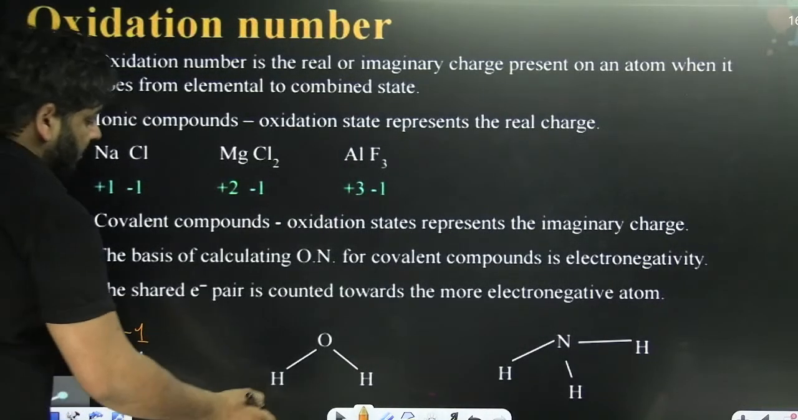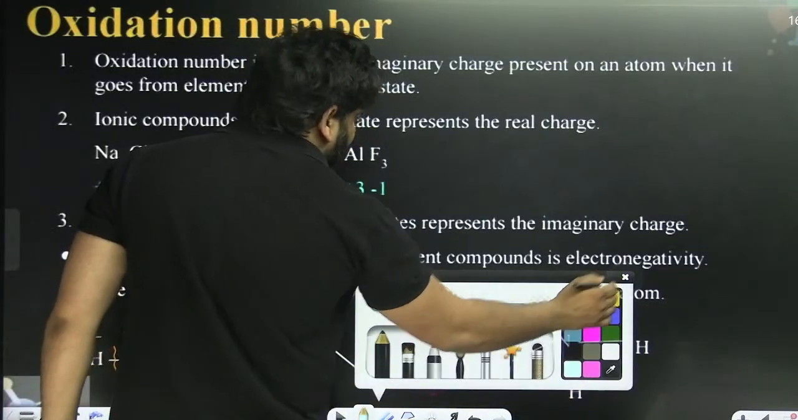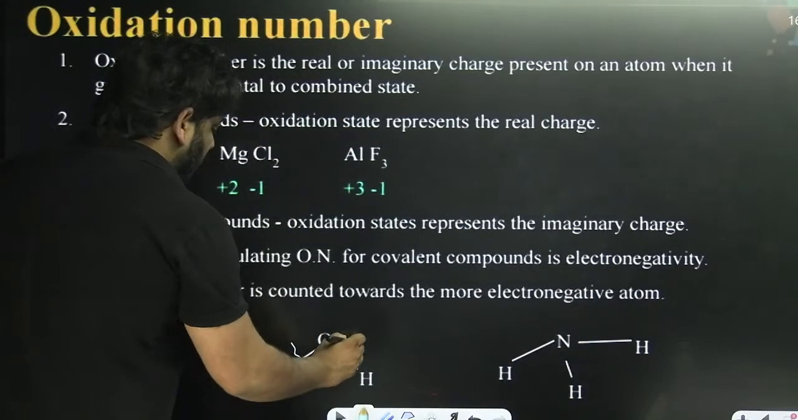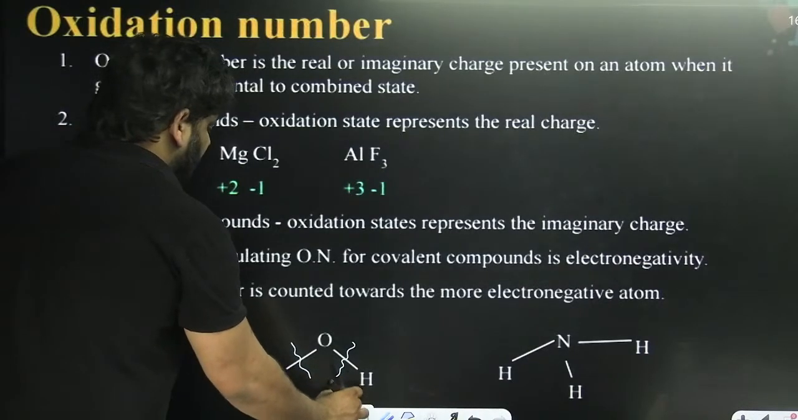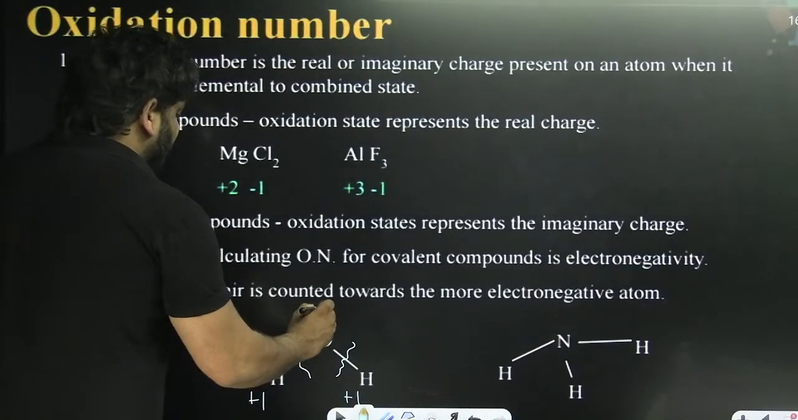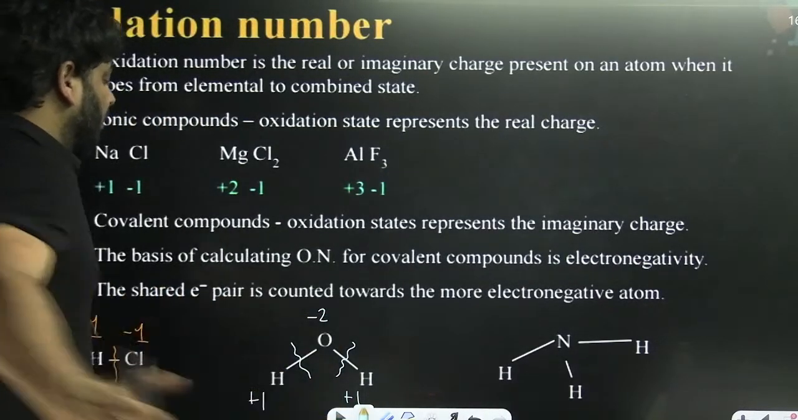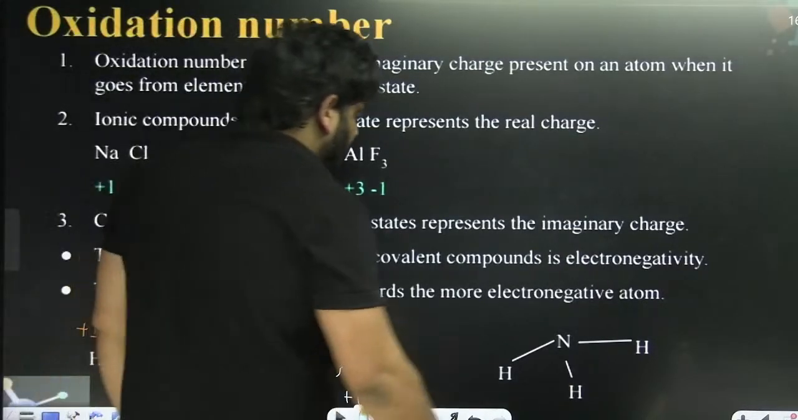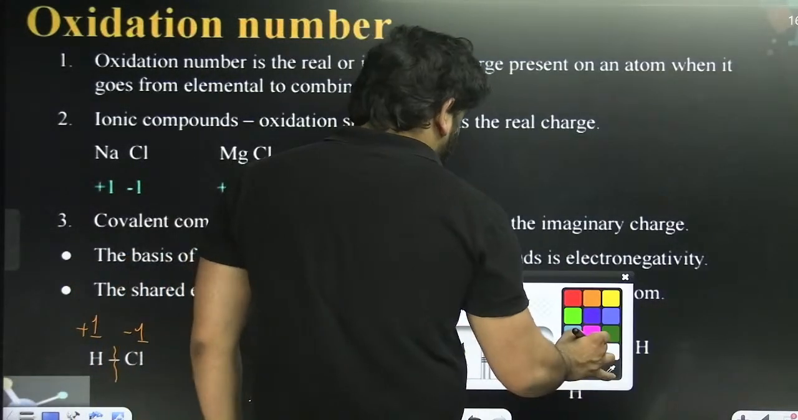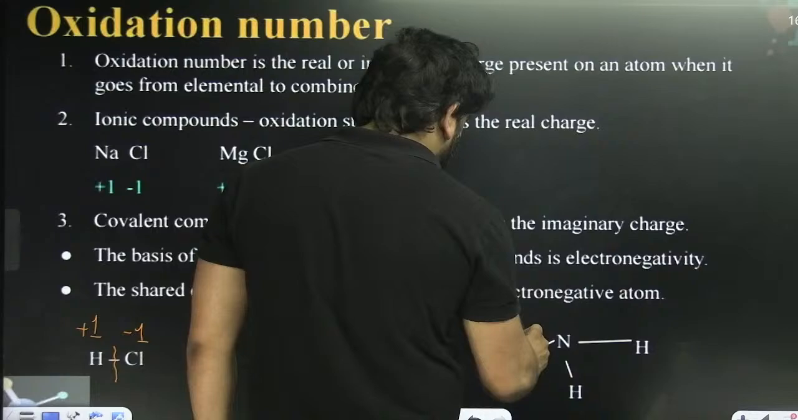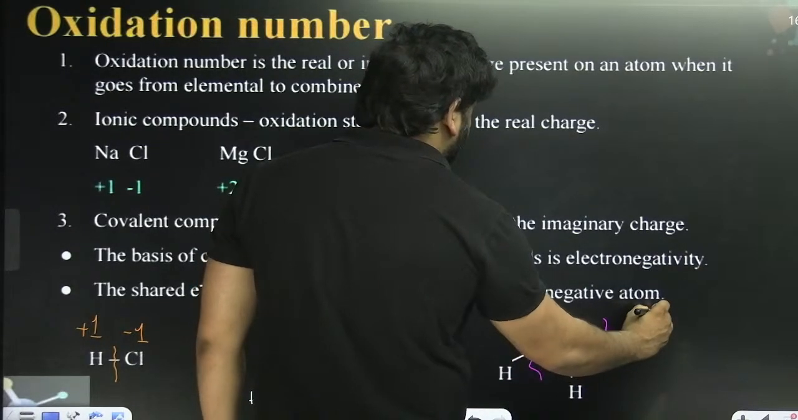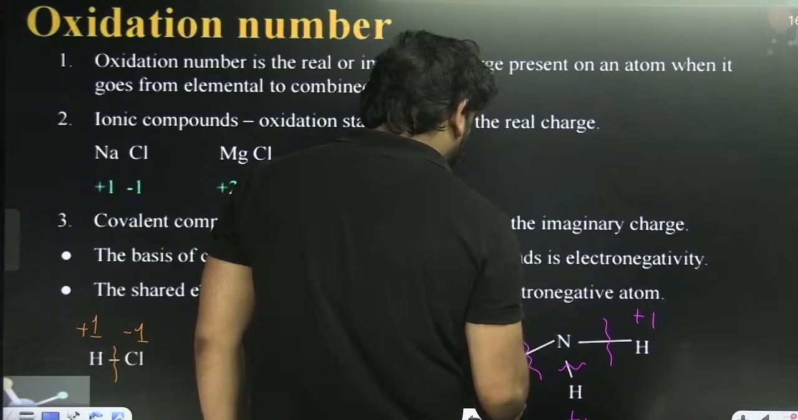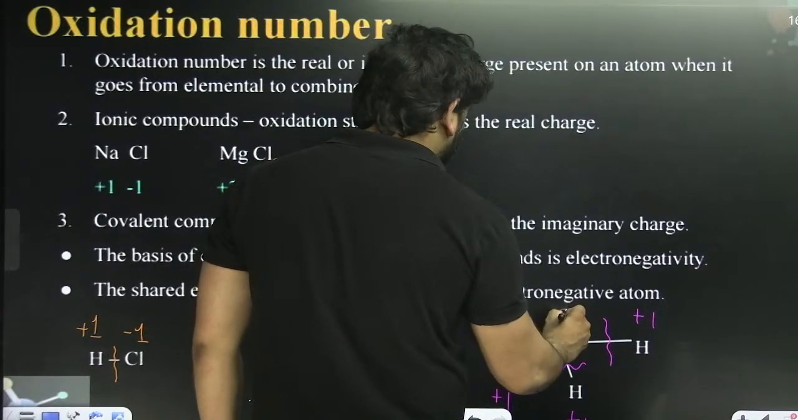Is that easy? Take one more example, everybody. We have 2 bonds to break here. Hydrogen will acquire a +1 charge, being less electronegative. Oxygen being more electronegative will acquire a -2 charge. Why? One from here, one from here. In a similar way, apply the concept to break these bonds. 1, 2, 3. These will be acquiring positive 1, positive 1, positive 1, and this will be acquiring a negative 3.